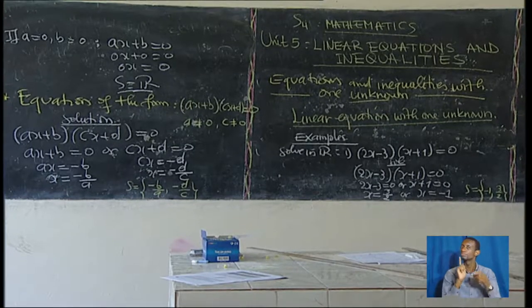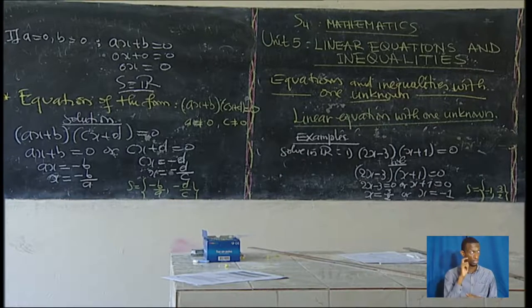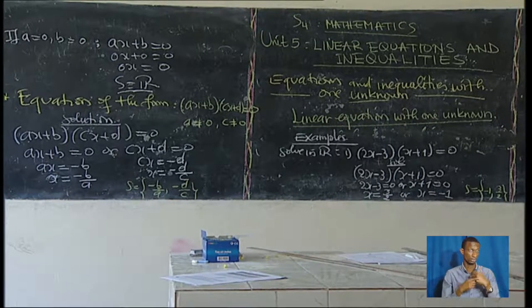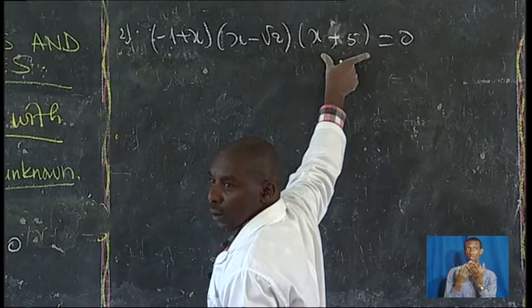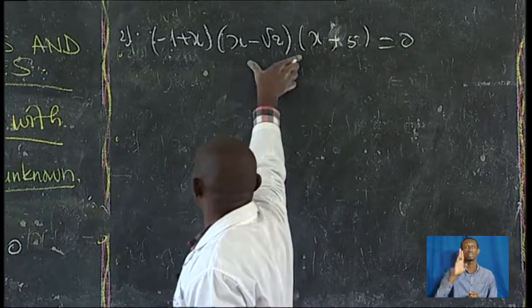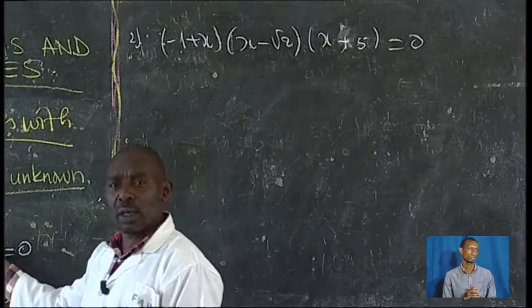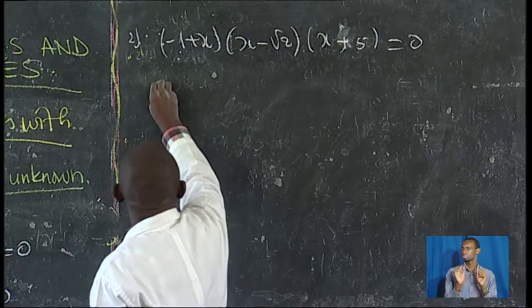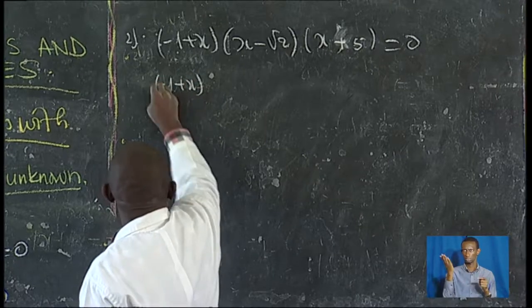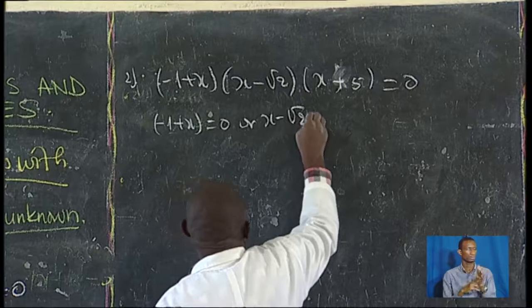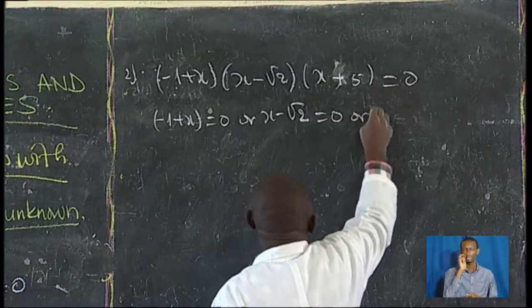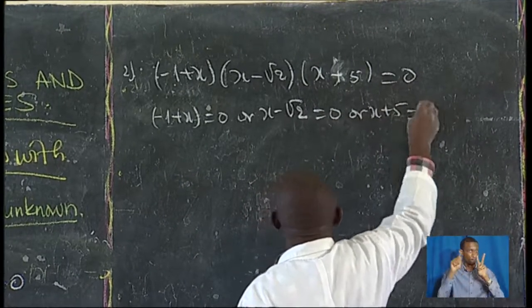X minus square root of 2, times x plus 5 equals 0. We have three linear factors. Solving this is not different from the previous one. I'll be having x minus 1 equals 0, or x minus square root of 2 equals 0, or x plus 5 is equal to 0.